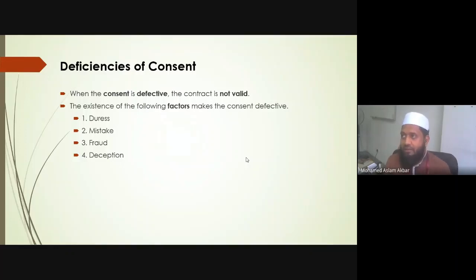Duress means someone is asking you to sell something that you have, pushing you, or giving you pressure, or maybe he has a gun and he's showing the gun to you and saying you should buy it, otherwise I will kill you, right? So now there is a deficiency in consent. So what are the legal rulings of these kinds of things? Inshallah, this is what we are going to learn in the next class. Okay, so I will just stop here.